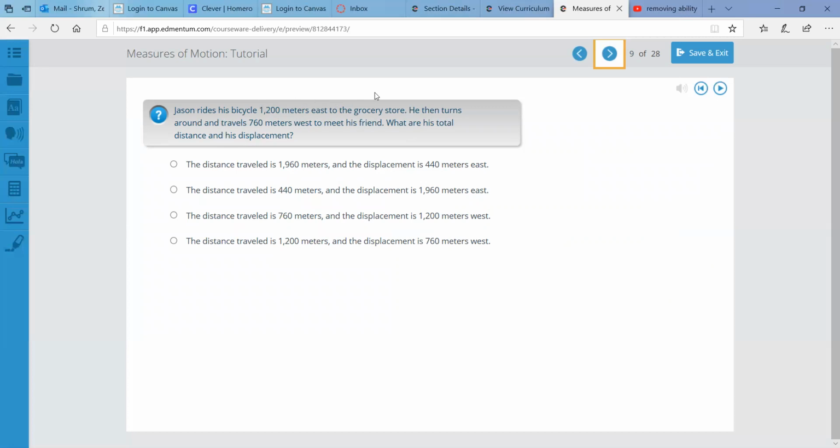So if he goes 1,200 meters east, but then travels back 760 meters, what's the distance between where he winds up and his starting position? That is 440 meters east of where he initially started, right? Because 1,200 minus 760 equals 440, and that is 440 meters east.